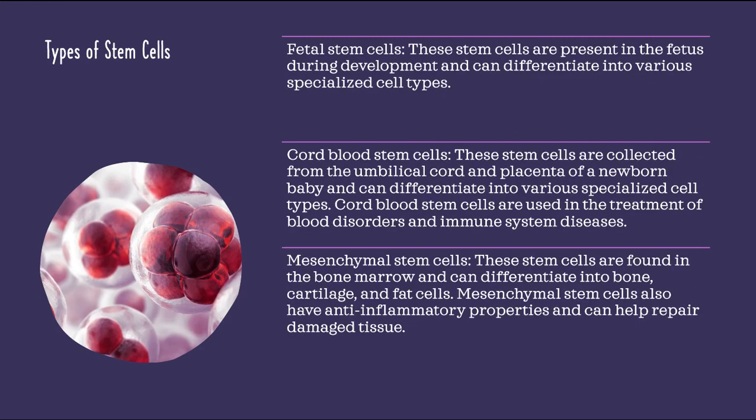There are also fetal stem cells. These stem cells are present in the fetus, so early in development, and can differentiate into many specialized cell types. There's cord blood stem cells. These stem cells are collected from the umbilical cord and the placenta of a newborn baby and can differentiate into various specialized cell types. Cord blood stem cells are used in the treatment of blood disorders and immune system diseases.